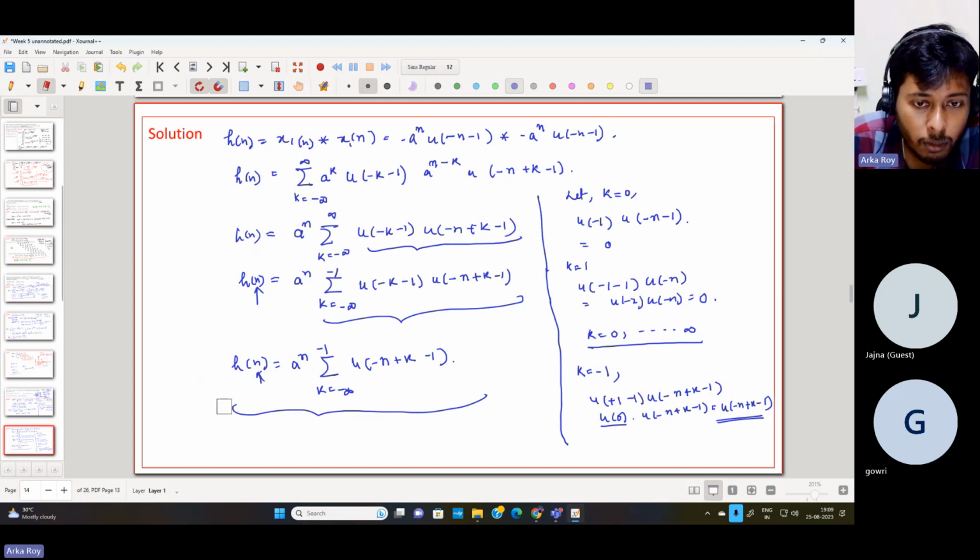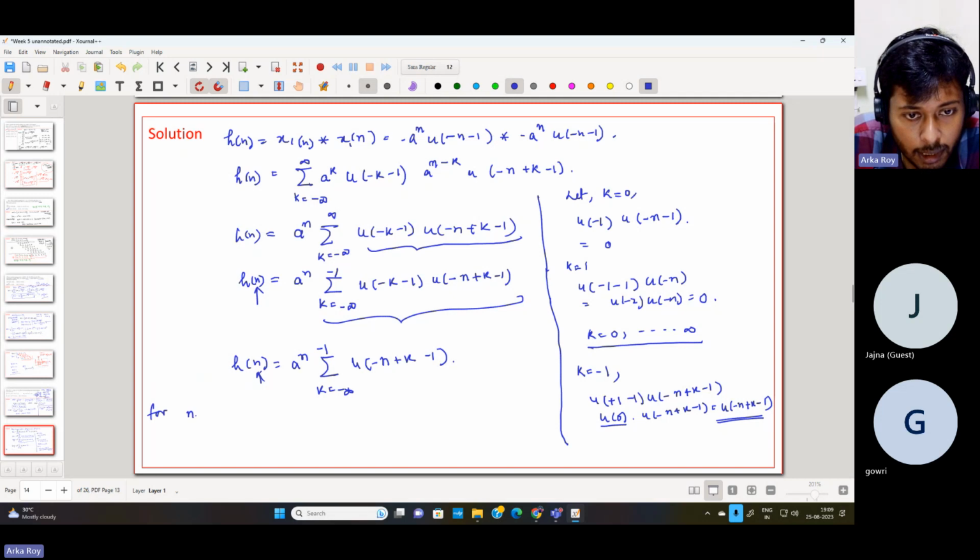So for that, let us just find for the indexes. For index n equal to minus 2, I can write it as a to the power n, sum with k from minus infinity to minus 1, and then it will be u of k plus 1. Okay.